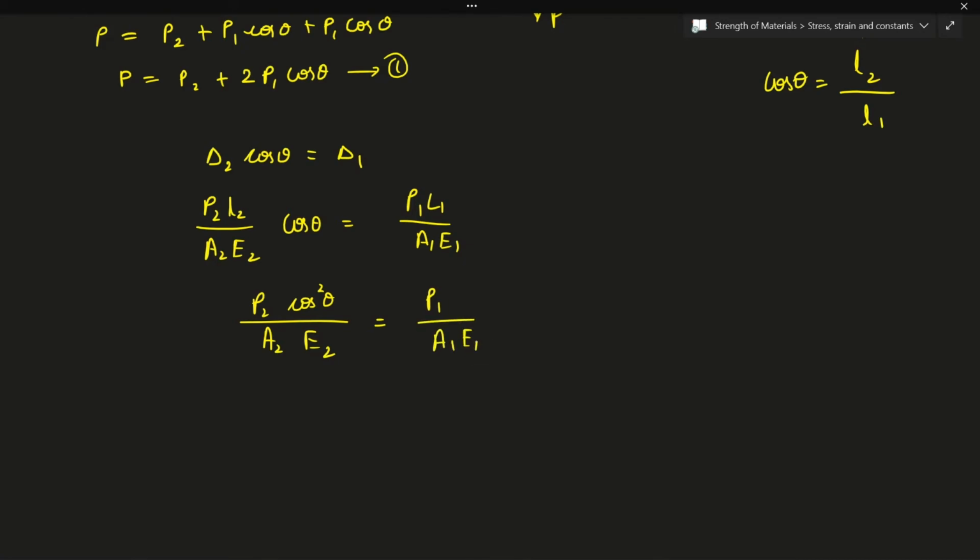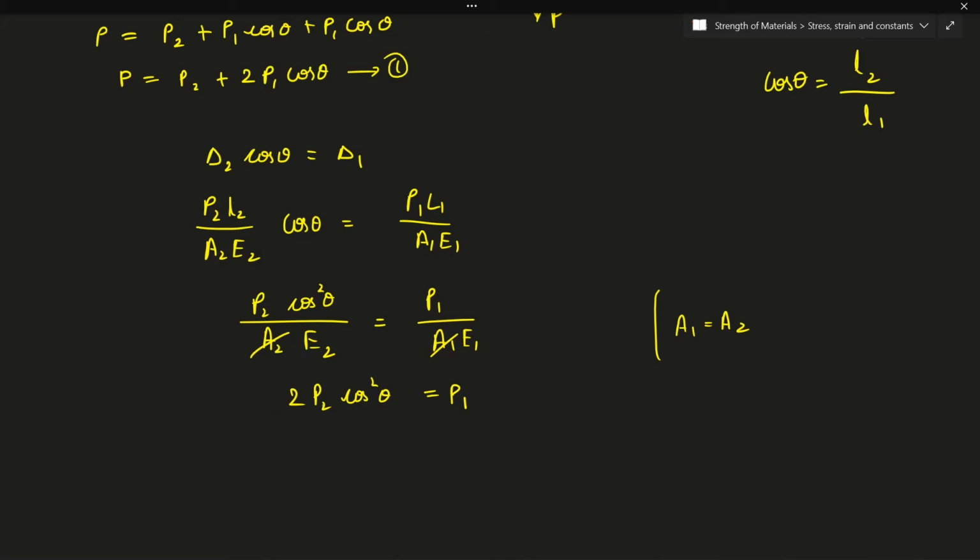Now they have also given the ratio of E1 by E2, and if I send this E1 to the LHS, again I'll have P2 into 2 cos square theta divided by A2. Now I'll assume that A1 is equal to A2. For the sake of simplicity, I have assumed that I can simply cancel these two out. 2 P2 cos square theta is equal to P1. Now what will be the value of P1?